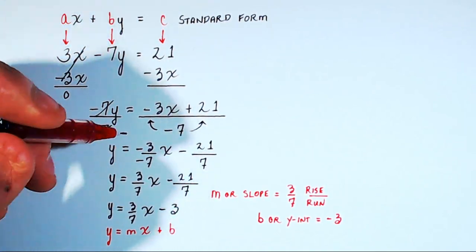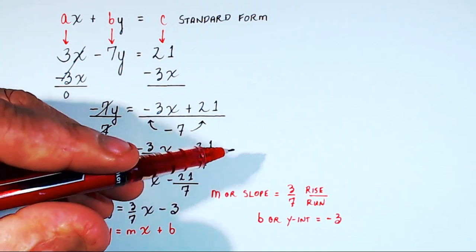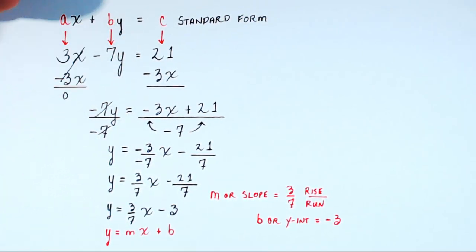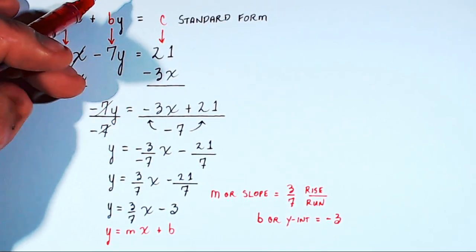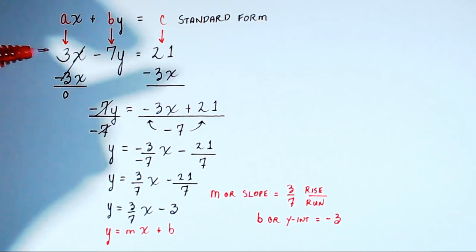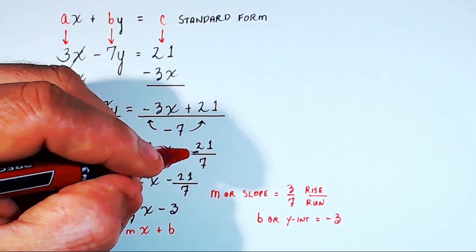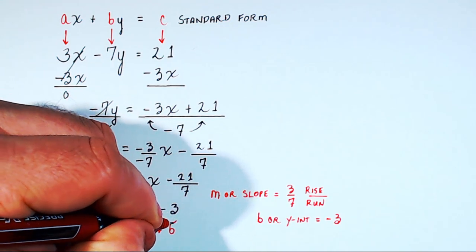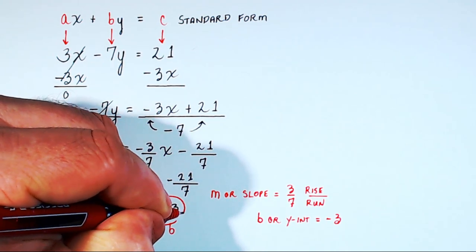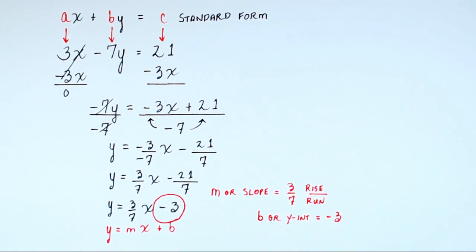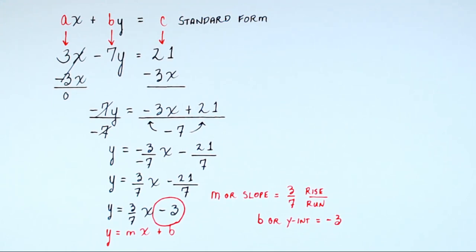So the state of the problem is we were asked to find the x and y intercepts. So we did find the y-intercept. The y-intercept is negative 3. But what about the x-intercept? Here's the question you have to ask.